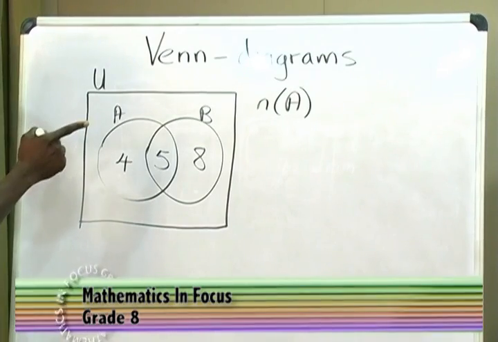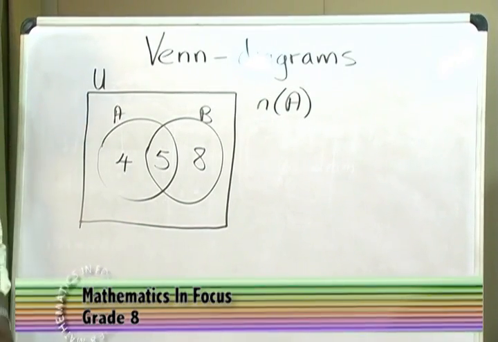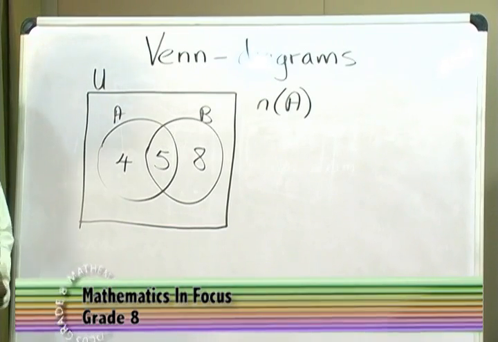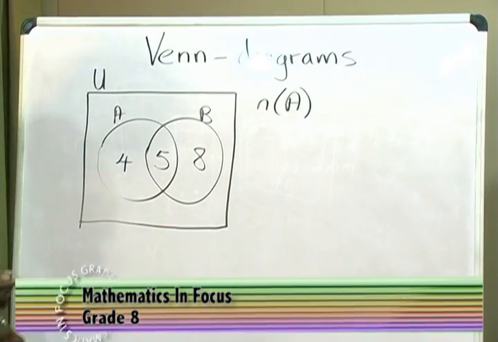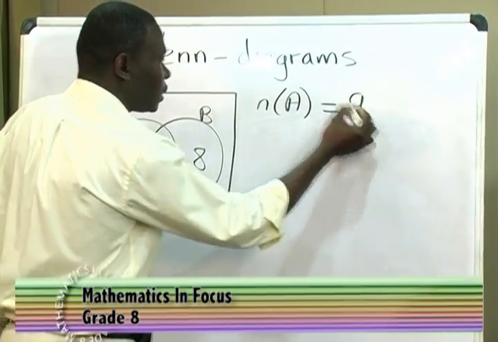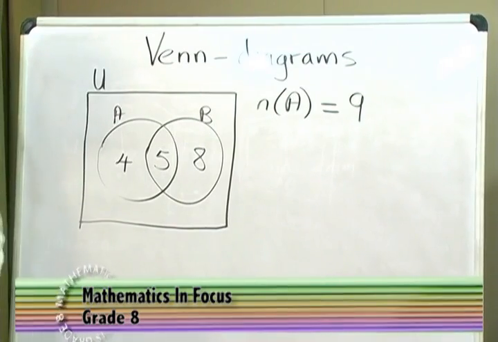It says the number of elements in the set A. But because we know the set A refers to the set of students who study agriculture, we would read it as the number of students who study agriculture is equal to, what did you say? 9. And we see that from the diagram there.